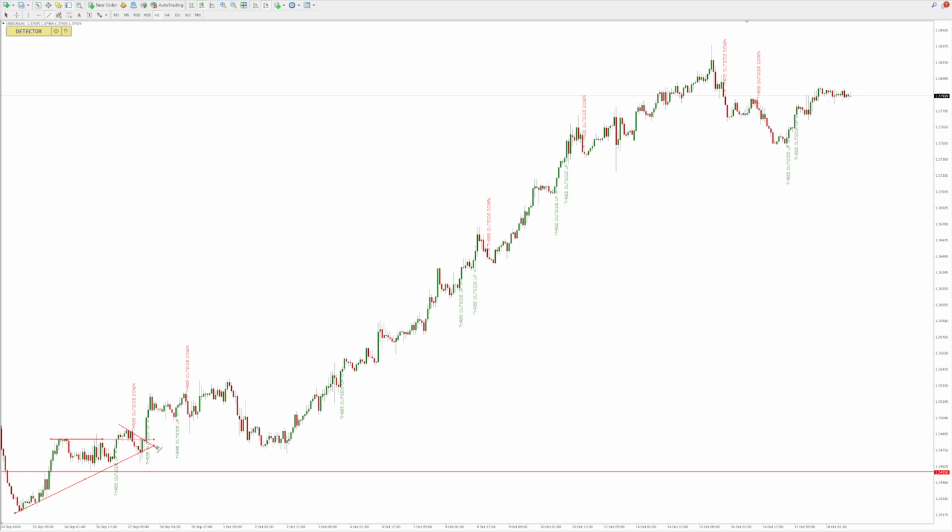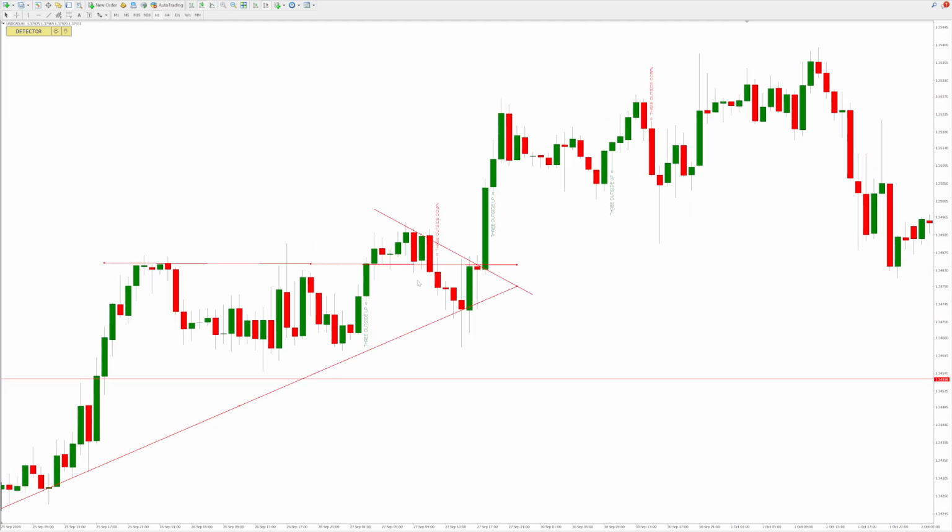I probably would have been looking for a breakout of this level here. If we just zoom in and show you, following the 3 outside up, I would have wanted this resistance level just to see how price reacts around it. I would perhaps wait for the pullback. You can see when it does pull back, it actually pulls back to the trend line, which is here, which could have been another good point of entry.